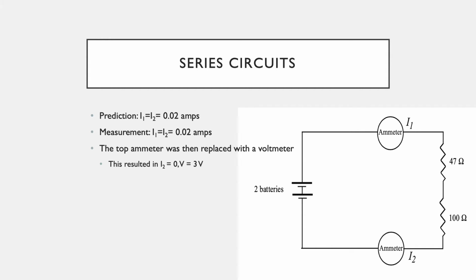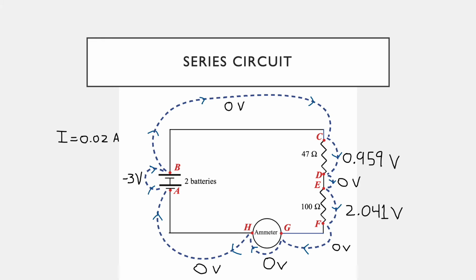This is because the circuit was incomplete and there was no current flowing through it, resulting in a measurement of 0 current. However, the voltage potential was still 3 volts, because there was still a potential difference across the circuit, even if current was not flowing because the circuit was incomplete. Current does not flow through the voltmeter, as the voltmeter has effectively infinite resistance and therefore 0 current flowing through it. The top ammeter was then replaced with wire to close the loop of the circuit.